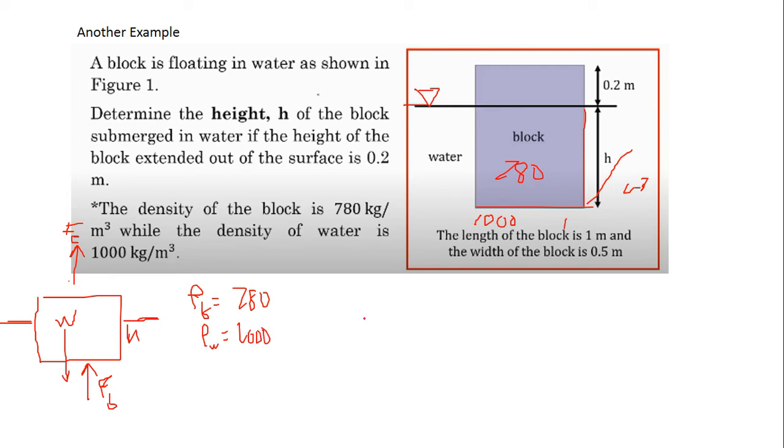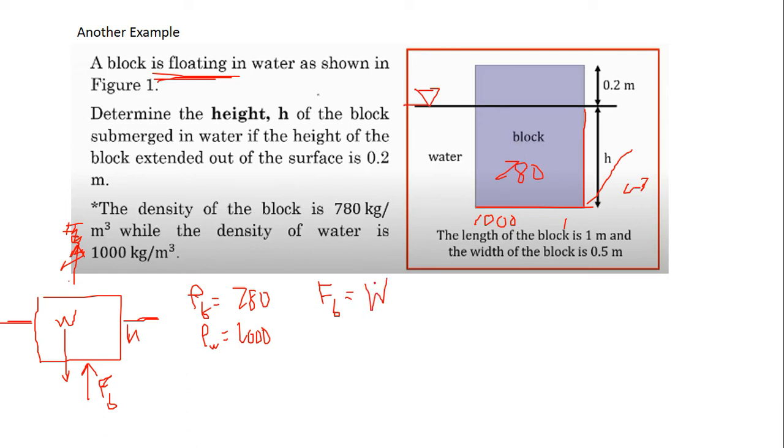Right? Okay. Now, because it's floating, there is nothing else here, it's floating. So FB equals W, okay.